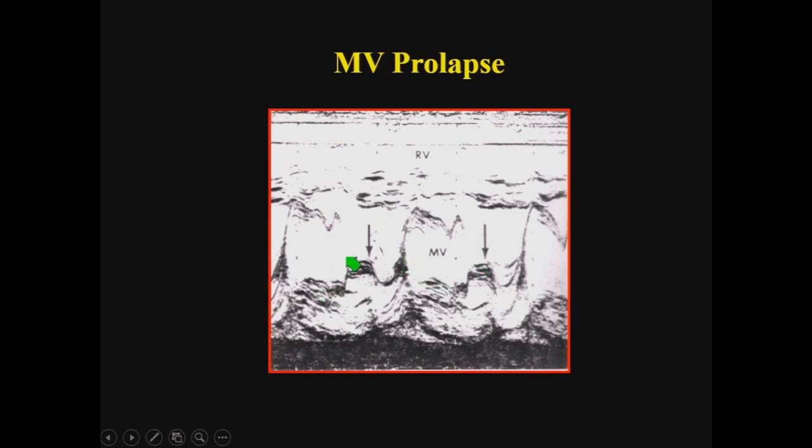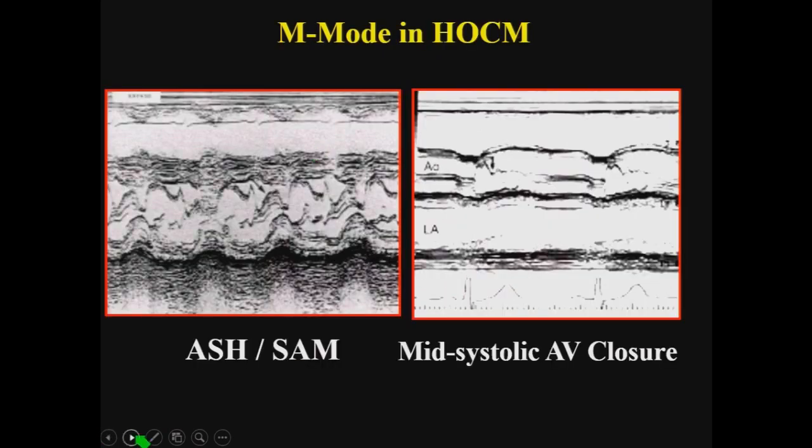So here is one. You can see it very well. You can see it even better here. Actually, both leaflets here are sagging backward to show you the characteristic pattern of mitral valve prolapse.